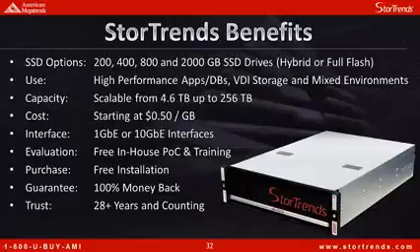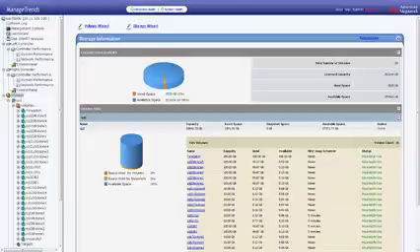Our interfaces include 4 1 gigabit interfaces for an enclosure, all the way up to 4 10 gigabit interfaces for an enclosure. We have free in-house proof of concepts and training to go with it. Our purchases include free installations, our guarantee is 100% money back, and American Megatrends has been around for almost 30 years. Now what we're going to do is log into the Manage Trends interface.